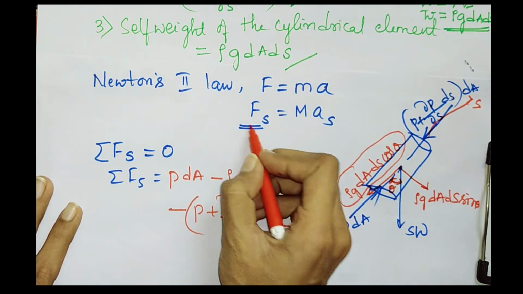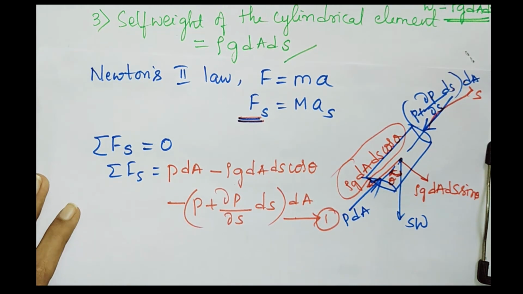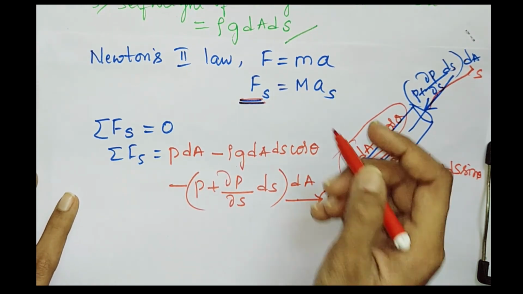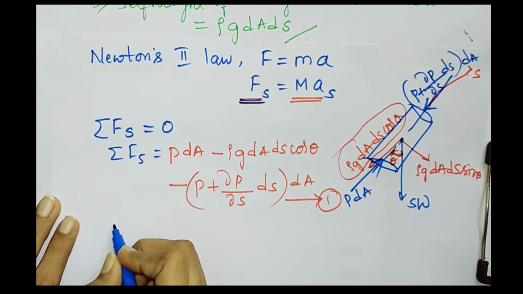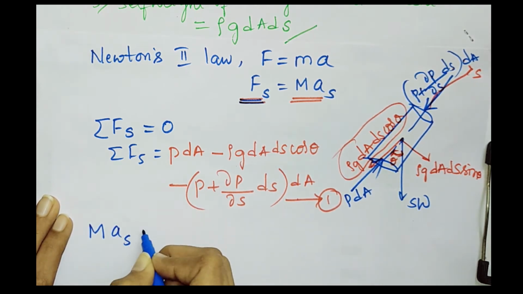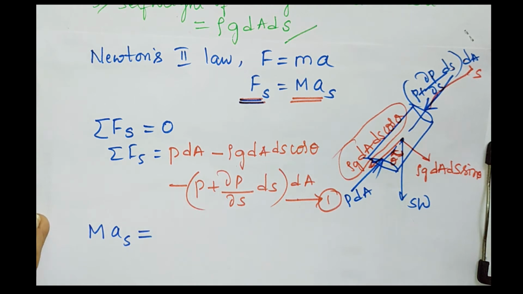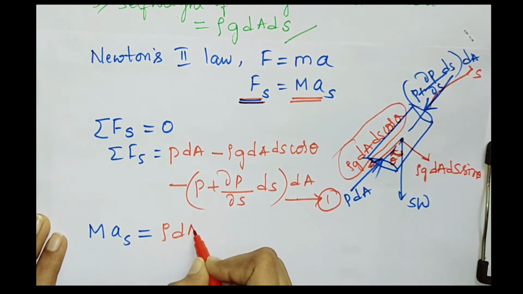Next, we have calculated the forces along the s direction. Now we have to calculate the mass into acceleration, the second term on the right hand side of Newton's second law of motion. What is the mass of the fluid which flows along the s direction? It is ρ into dA into ds.